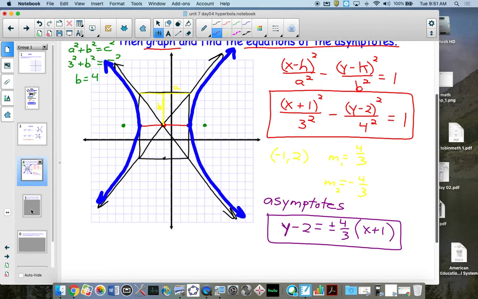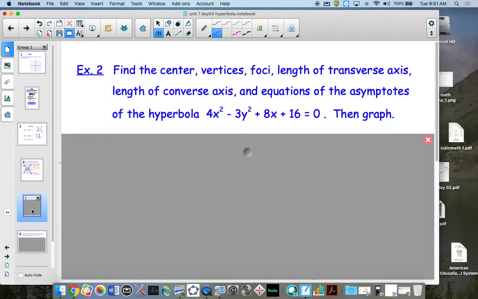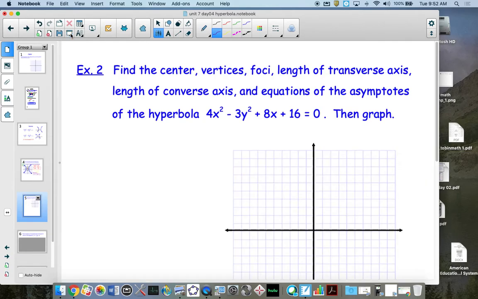Okay, let's look at another one. Find the center, the vertices, the foci, the length of the transverse axis, the length of the conjugate axis, equations of the asymptotes for this hyperbola, and then graph it. That might seem a little intimidating, but it really isn't that bad. So here's what we're going to do.